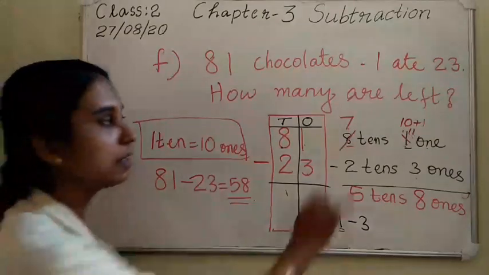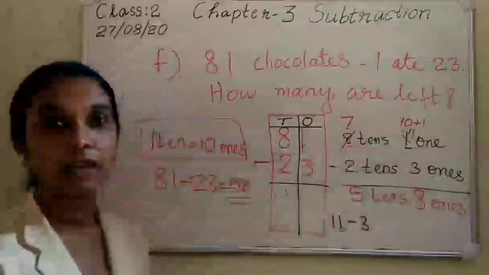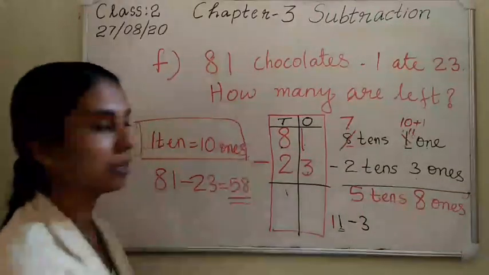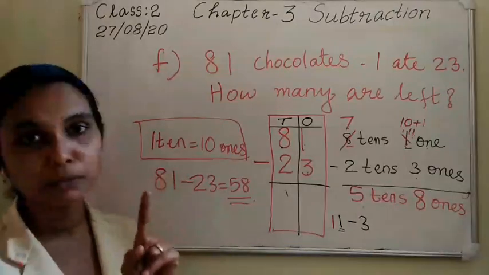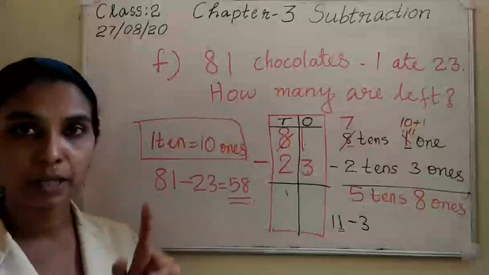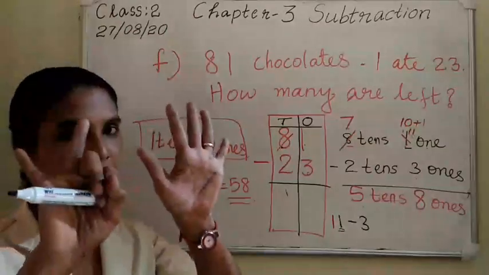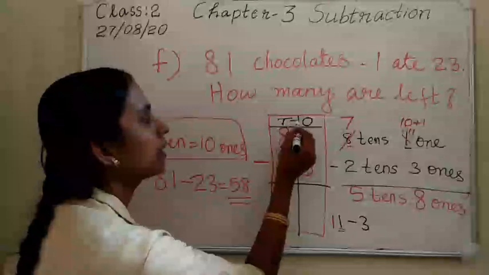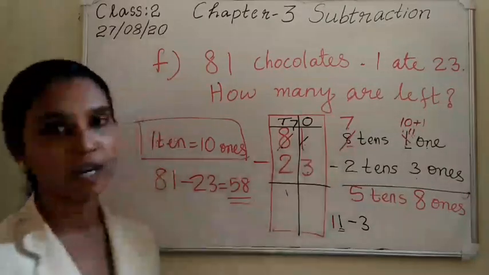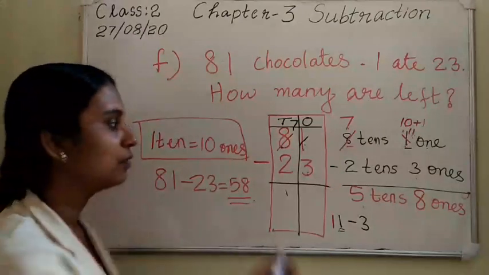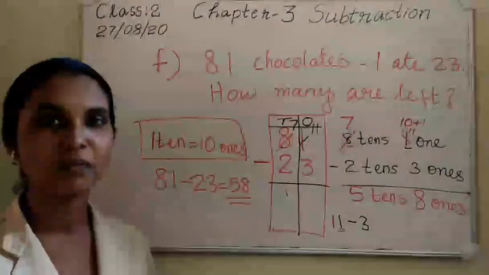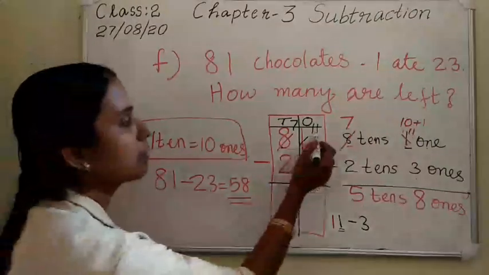Okay. It is the expanded form. You can do it in the short way like this. 1 minus 3. 1 is not enough to give 3. So 1 can borrow 1 from 8. Then 8 became, take 1 from 8, 8 became 7. Then write 7 and give 1 ten to 1 one. 1 ten and 1 one, which is the number? It is 11. Then you can subtract 11 minus 3.